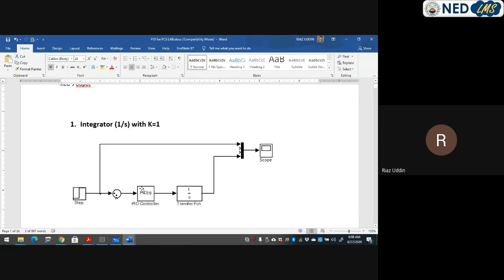For example, don't worry about it, I'm using a PID block here, but I'm just putting the value k equal to 1, so you can just consider it as simply a wire, and this summing point is doing nothing, so don't worry about it. So it is just simply a step input that is given to the integrator, and now we want to see the response against this step input.